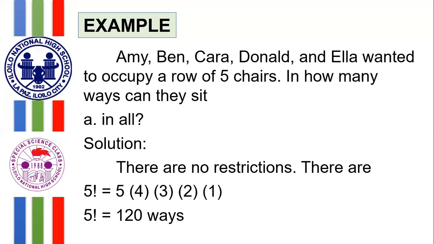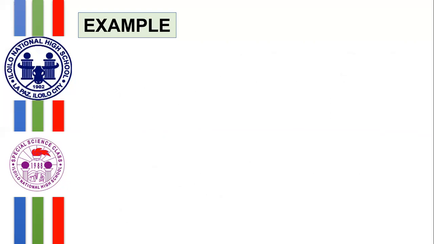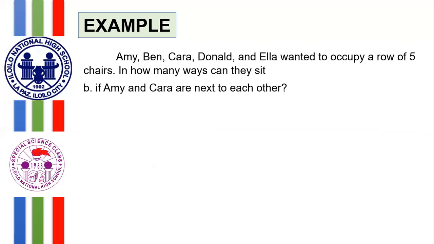Now, how about given the same situation, if Amy and Kara are next to each other, meaning they are beside each other, adjacent to one another. For the solution, I will represent Amy with A, B for Ben, C for Kara, D for Donald, and E for Ella. Let's say we have this one. These are the 5 people.